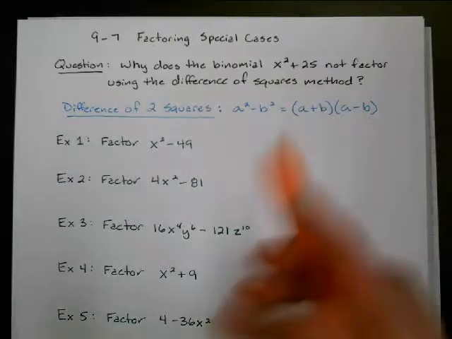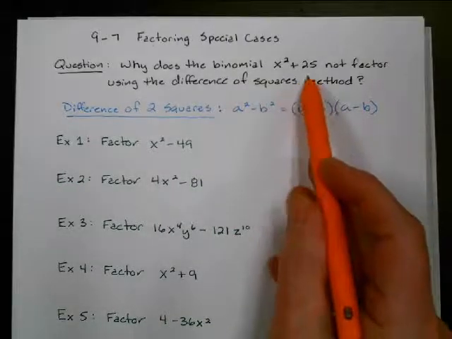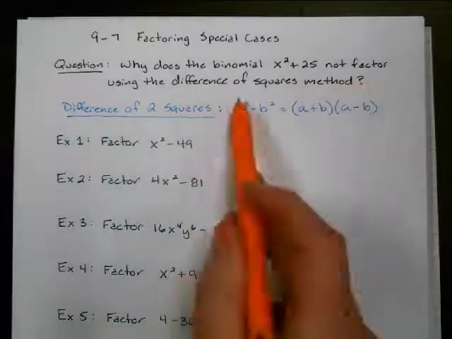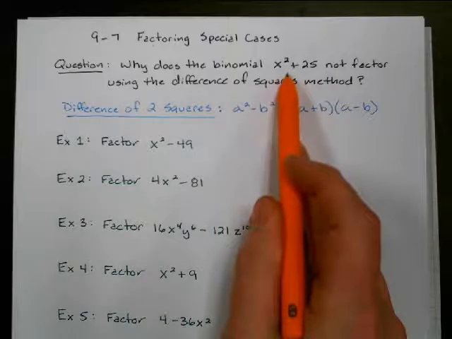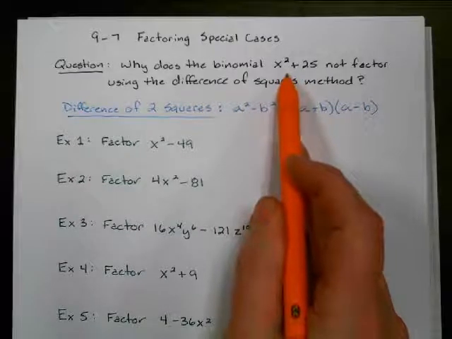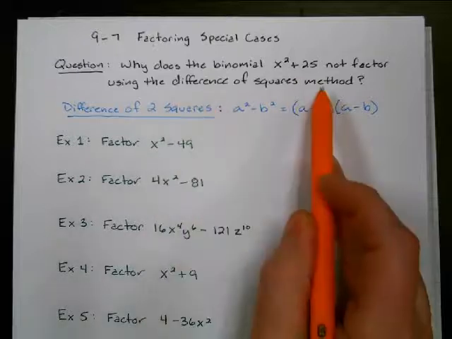Our question for today is, why does the binomial x squared plus 25 not factor using the difference of squares method? A lot of people think this should be x plus 5, x minus 5, or even x plus 5 squared. It's not, it's prime. But anyways, why doesn't it use the difference of squares method?